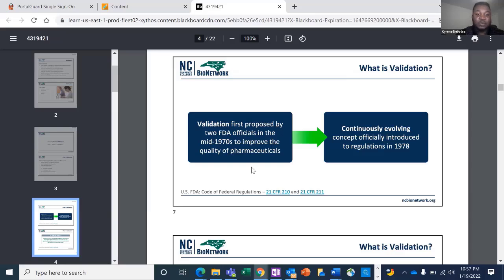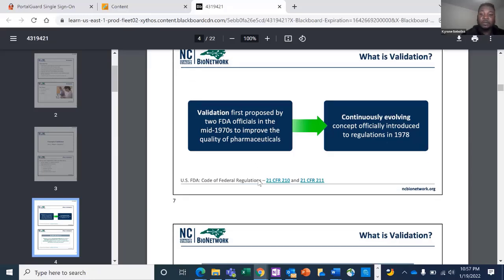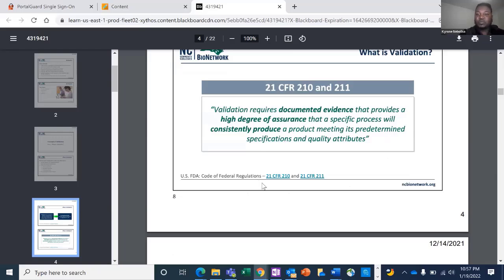But as we will go through the why and how and what, the basic fundamentals and the basic reasons why we validate pretty much stay the same. It's just how you do it that has changed over time. So according to 21 CFR 210 and 211, validation requires documented evidence that provides a high degree of assurance that a specific process will consistently produce a product meeting its predetermined specifications and quality attributes.